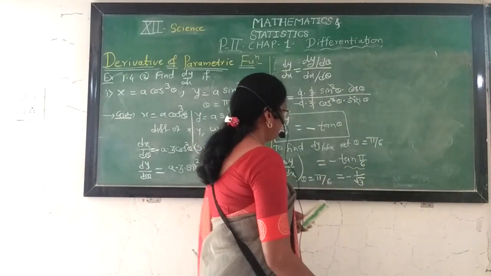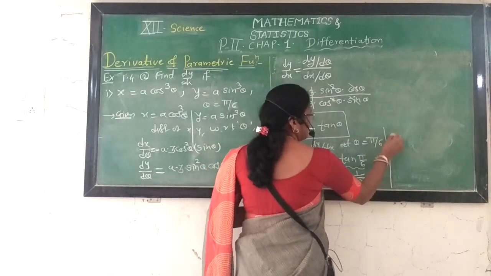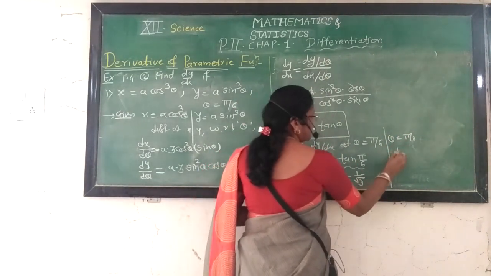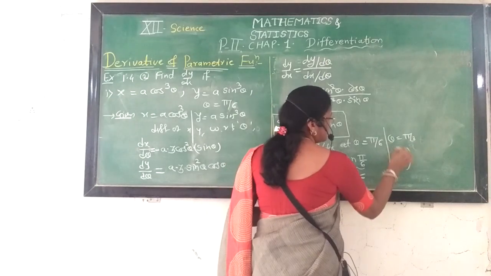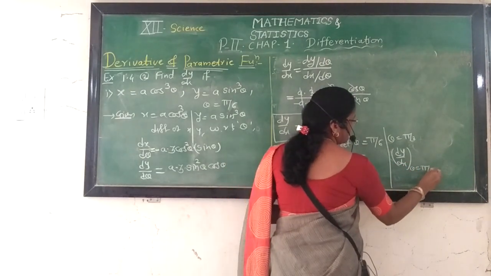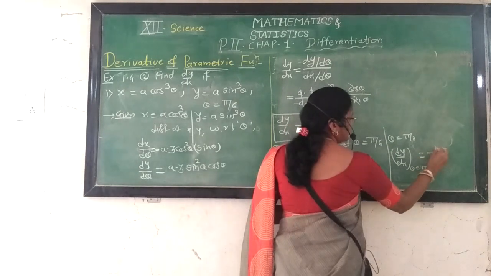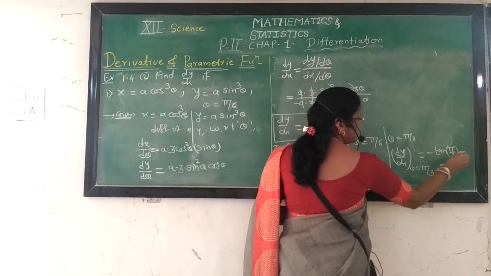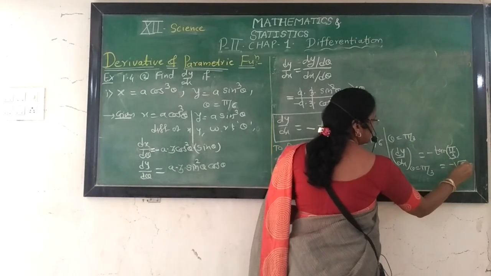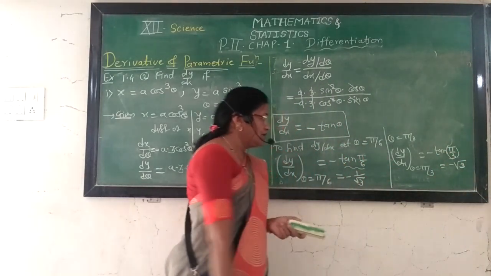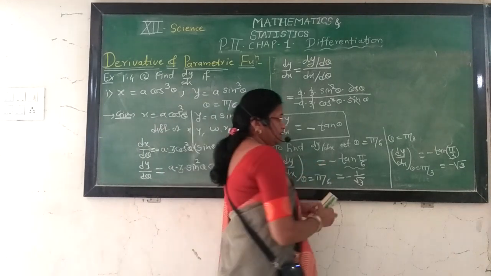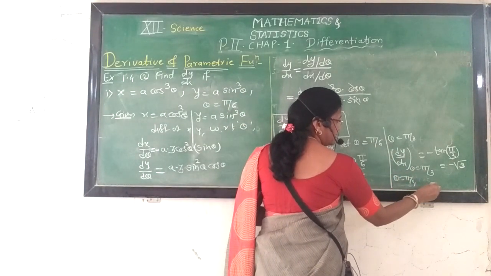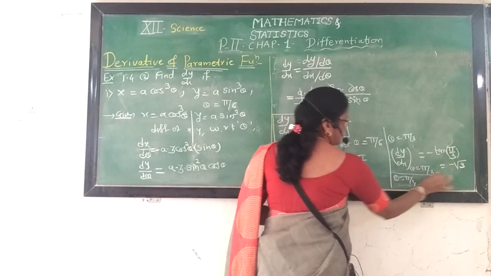Again, suppose the value is given at theta equal to 5 by 3. So we take the value of dy by dx at theta equal to 5 by 3. Again this is minus tan 5 by 3. What is tan 5 by 3? That value is 60 and tan 60 is root 3. Again, suppose you are only given theta equal to 5 by 4. Again, the same way, we take that value as minus 1.